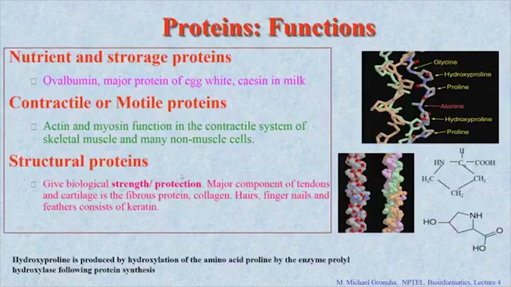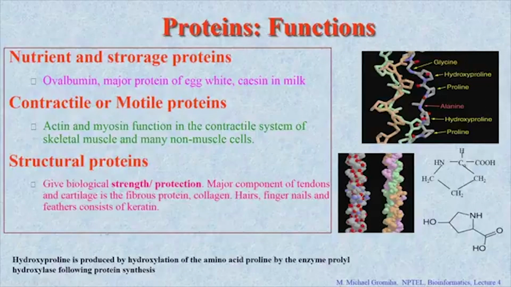Then you have different types of structurally important proteins, right, called contractile proteins or motile proteins. For example, actin or myosin, they function in the contractile system of the skeletal muscle, right. Then structural proteins, which give strength and protection. For example, keratin, right, and the fibrous protein, also collagen, right.